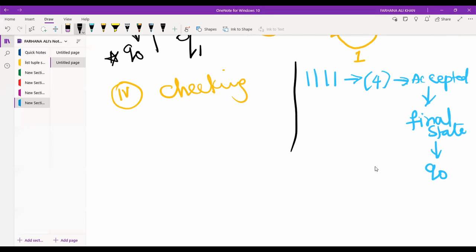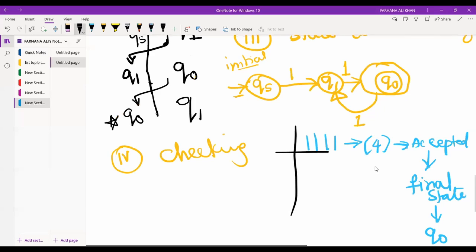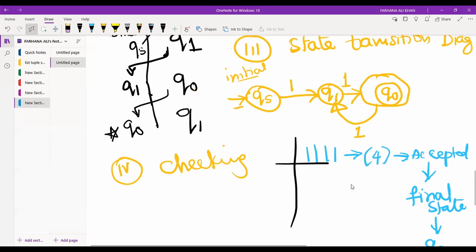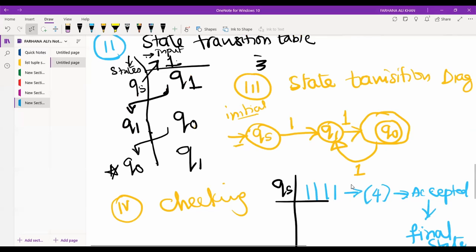So we will start, as always, with the starting state, which is QS. Here also we start with QS. Now we will read the table and find out where QS on 1 is going. QS on 1 goes to Q1. Now, what is remaining? The remaining string after reading the first bit is 111.